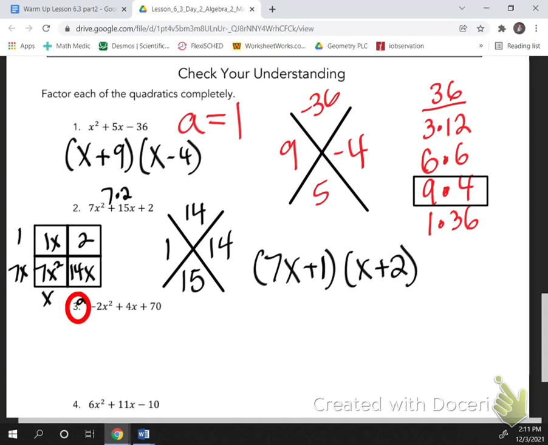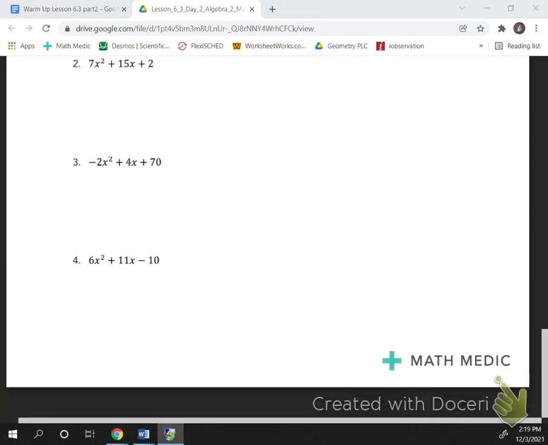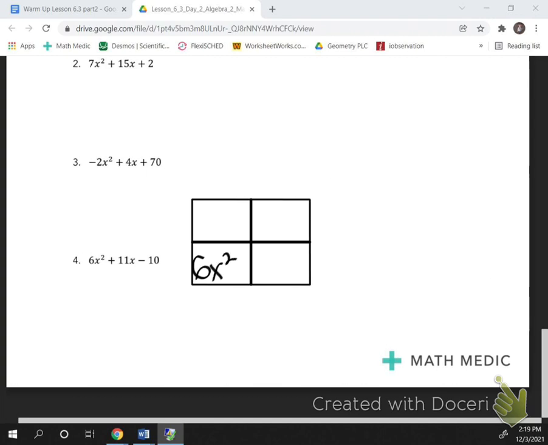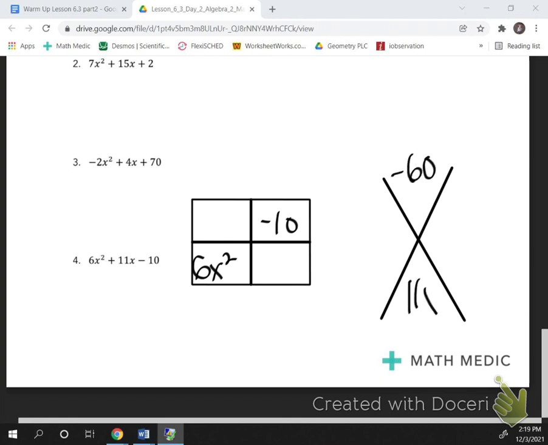You guys try 3 and 4 right now on your own. Ready, set, go. 6x squared plus 11x minus 10. So we can set this up. The top of our diamond's going to be what this time? Oh, 10. No. Yeah, so here we have to list the factors of 60.